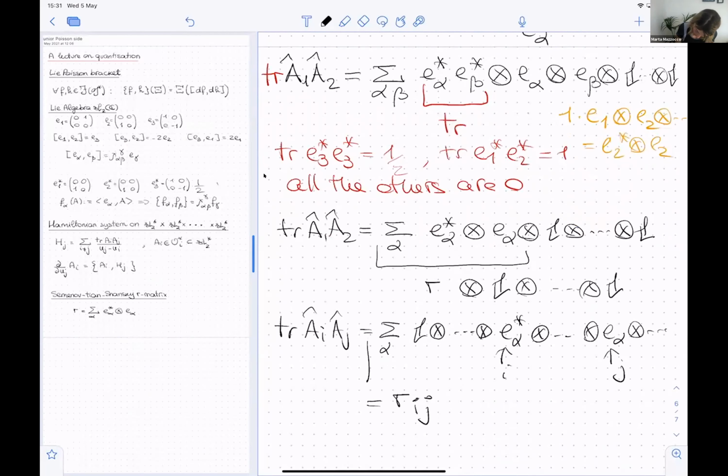So the original R matrix we had was R12, because we put the first tensor product in the first space, the second tensor product in the second space. Rij means that you have identities everywhere except in the ith space and in the jth space.